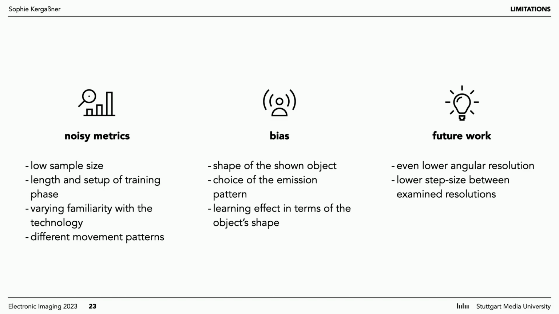For example, the low sample size of very few participants, different movement patterns in space, maybe we have to track that. We have some biases maybe, for example, the shape of the object. Maybe if we choose a different shape or a different challenge, it would be different. Maybe we have a learning effect from the shape. Maybe we have to randomly assign each shape to each stimulus.